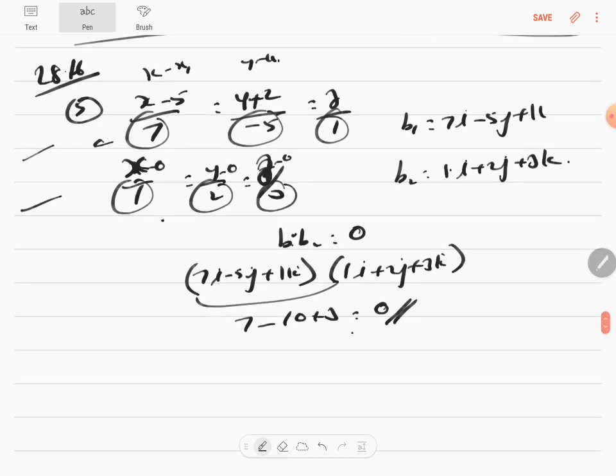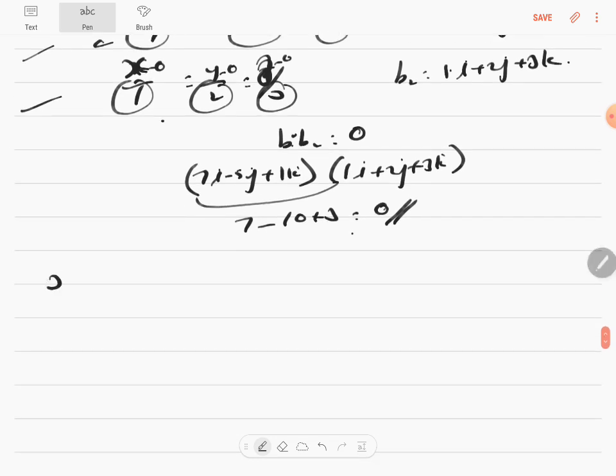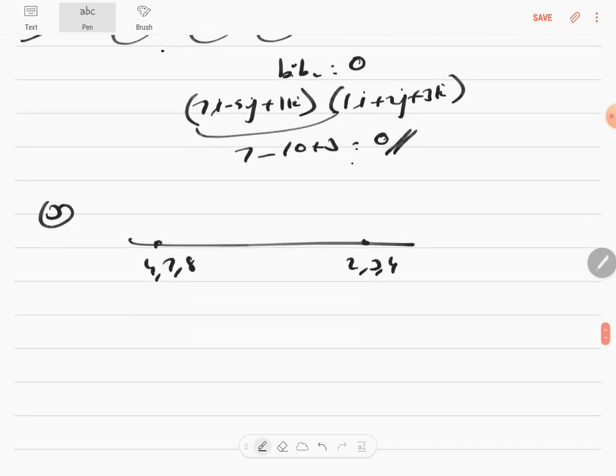And then the next sum, the third sum on the same page: show that the line through the points (4, 7, 8) and (2, 3, 4) is parallel to a line through the points (minus 1, minus 2, 1) and (1, 2, 5). You just need the direction of this and direction of this. If one is lambda times the other, then they are parallel.